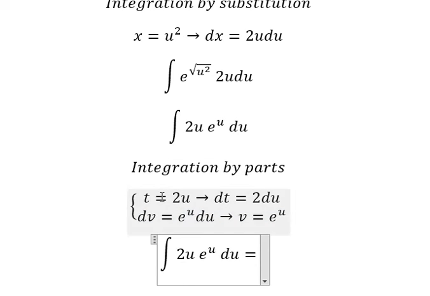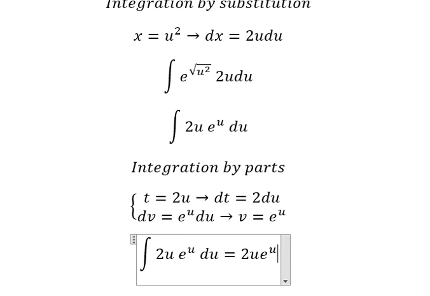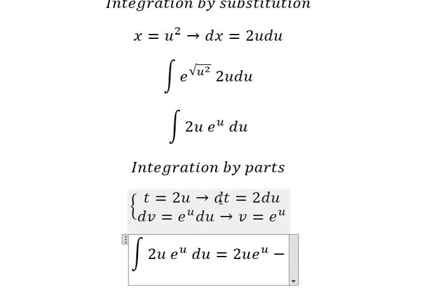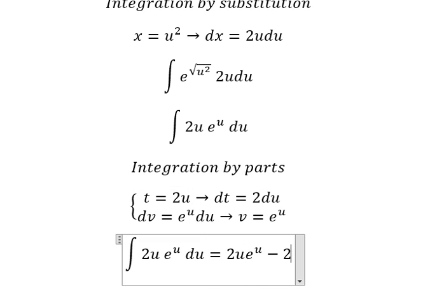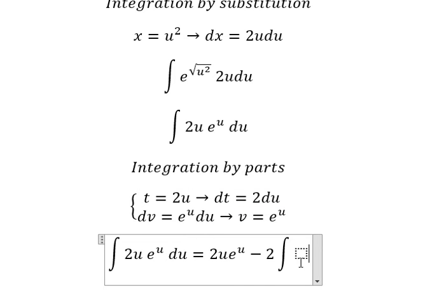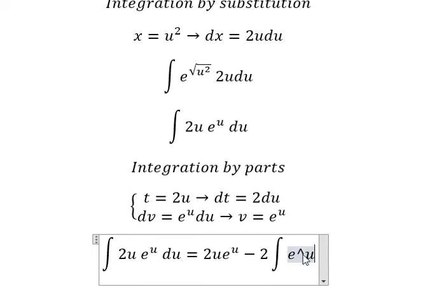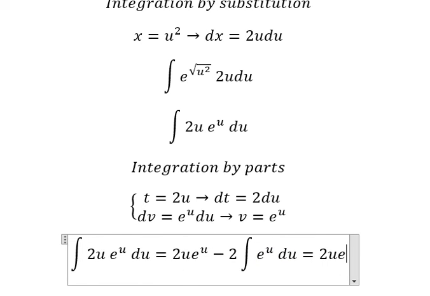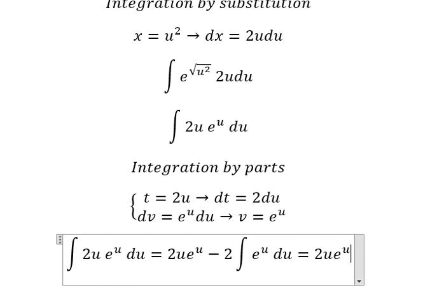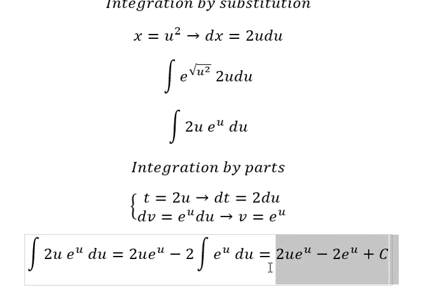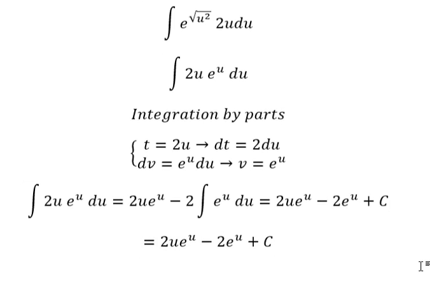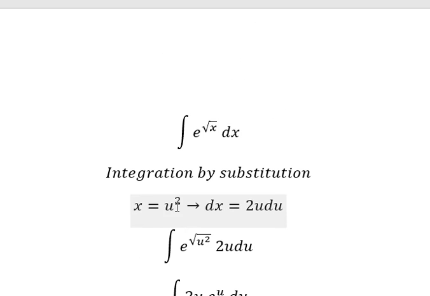So we have t multiplied by v, minus we have dt multiplied by v. So we put number 2 in here. And now we have the integration of e to the power of u du. About u, that is this one.